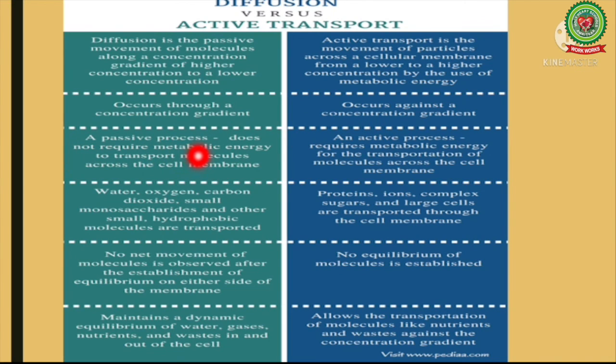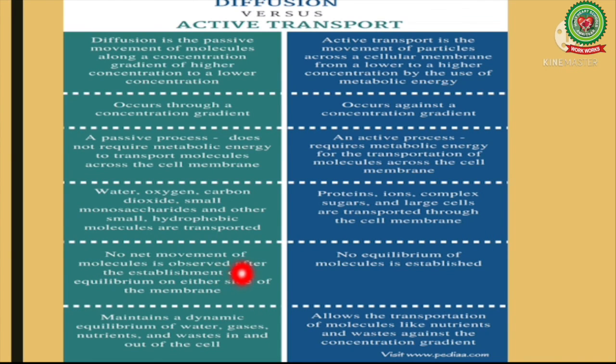Diffusion is a passive process, does not require metabolic energy to transport molecules across the cell membrane. Active transport is an active process, requires metabolic energy for the transportation of molecules across the cell membrane. Water, oxygen, carbon dioxide, small monosaccharides and other small hydrophobic molecules are transported by diffusion. Proteins, ions, complex sugar and large cells are transported through the cell membrane by active transport.